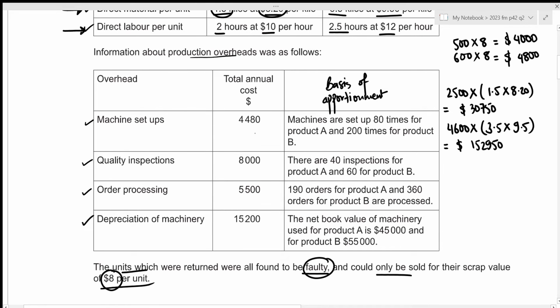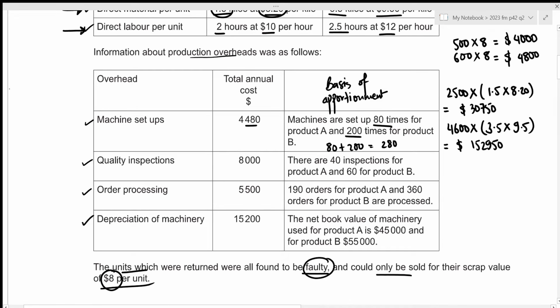Okay, we are given the total annual cost for machine setups, but we have to portion it to our two different products. So we have to divide it among product A and product B. And the basis for that division is given right here. So machines are set up 80 times for product A and 200 times for product B. So the total setups is just 80 plus 200, which is 280.